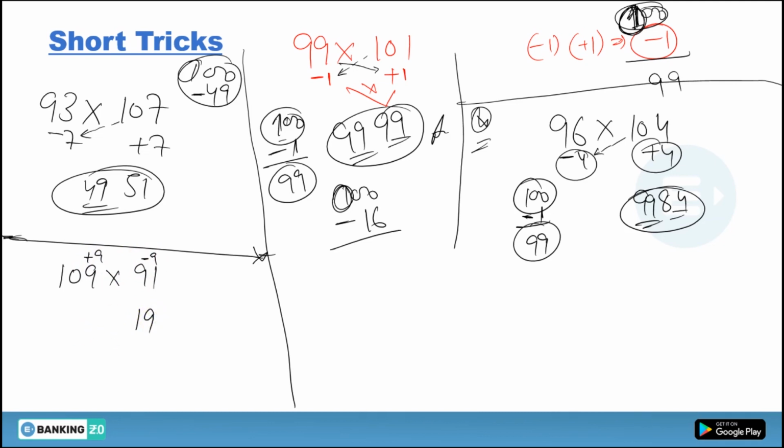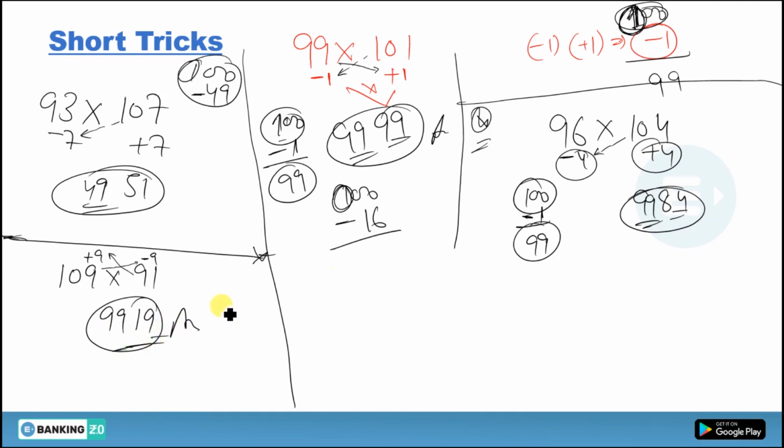Now remember, you have subtracted that 81 from 100. If you subtract it from 100, you have to minus 1 from there. Now see here, you have to subtract this 9 from 109, or add this 9 to this 91. In both cases, you're going to get 100. Remember, I told you that you were subtracting from 100, so you have to subtract 1 from that 100. You're getting 99. 9919 is the answer.